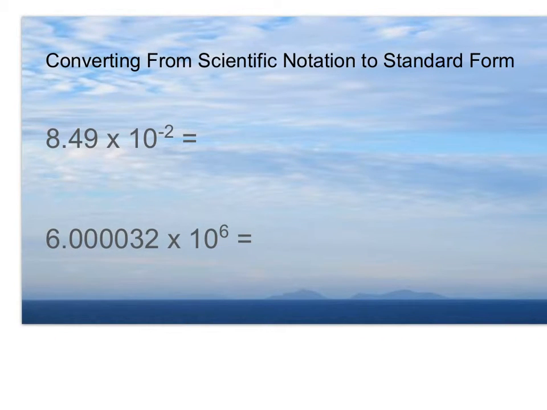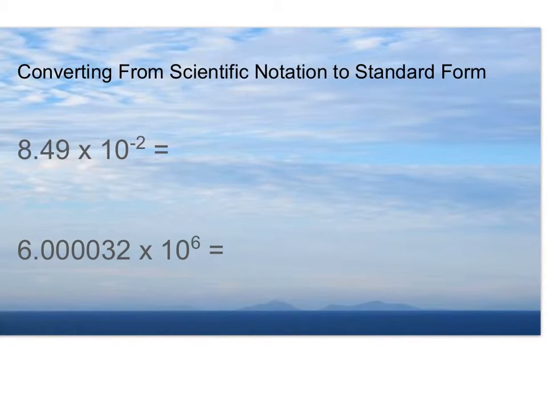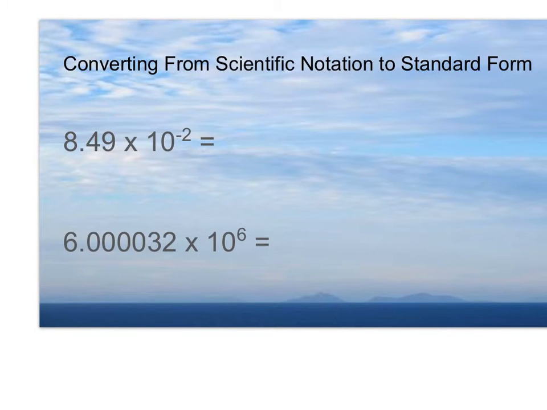When I'm converting from scientific notation to standard form, I have to pay attention to the sign of my exponent. Whenever I have a negative exponent, I have a decimal number. I'm going to be moving my decimal to the left. When I have a positive exponent, I have a whole number, and I'm going to be moving my decimal to the right. So in my first example, I'm going to move my decimal 2 places to the left.